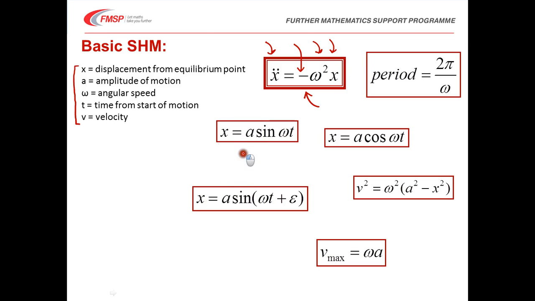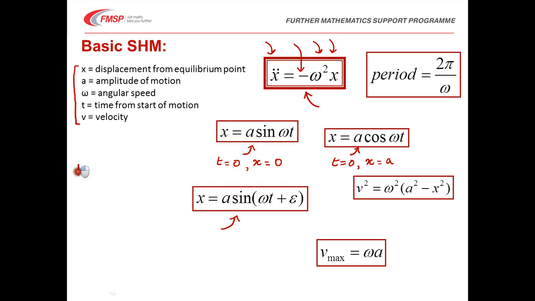Particularly, it's worth mentioning this formula here. This one is valid if when t equals 0, x equals 0, i.e. if we start the clock when the particle is at the centre of the oscillation, and this one is used if when t equals 0, x equals a, the amplitude, i.e. you start the clock at the furthest part of the oscillation. This one is used for a start point, which is more generalized.